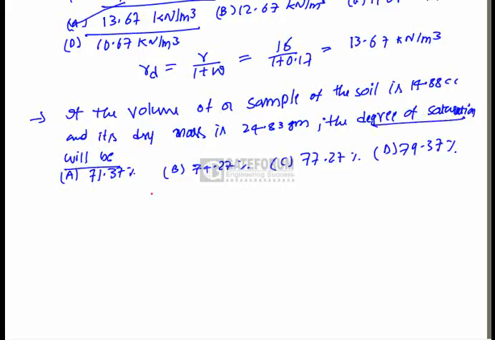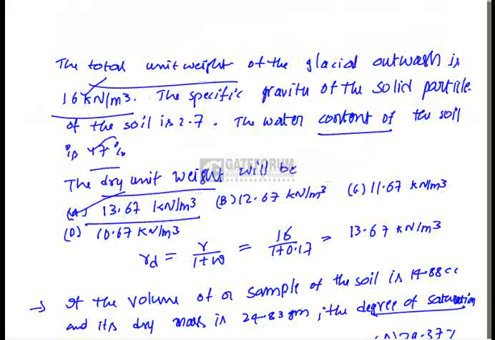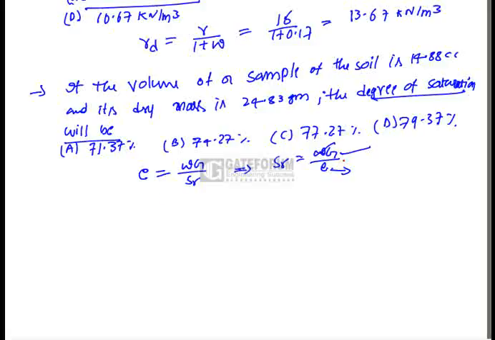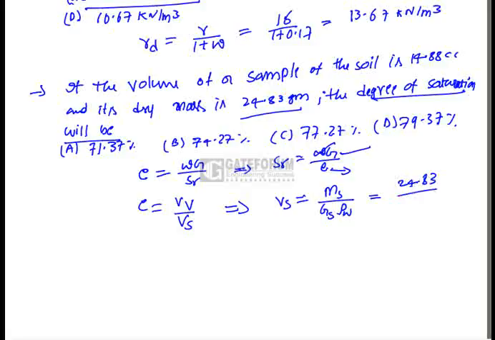We have to calculate the degree of saturation. There is a relationship: void ratio is equal to water content into specific gravity by degree of saturation. Degree of saturation is equal to Wg by E. We know W, that is water content, is 17%, and G, specific gravity, is 2.7. We have to calculate E. E is equal to volume of voids by volume of solids. Volume of solids is equal to mass of solids by specific gravity into density of water. Here in the problem the dry mass was given as 24.83, that is 24.83 by 2.7 into 1 gram per cc, that is equal to 9.2 cubic centimeter.